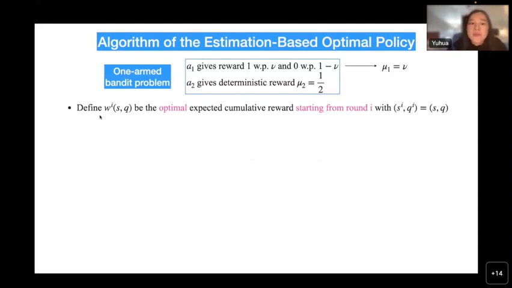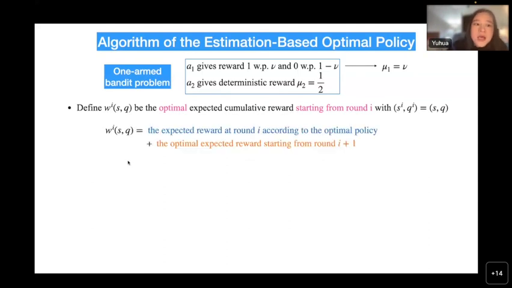So what we do is the following. We construct a function omega, which represents the optimal expected cumulative reward starting from round i until the final round n. This optimal cumulative reward can be separated into two parts. The first part is the expected reward at this round i. The rest is the optimal cumulative reward starting from round i plus 1, so the second part is related to omega i plus 1.